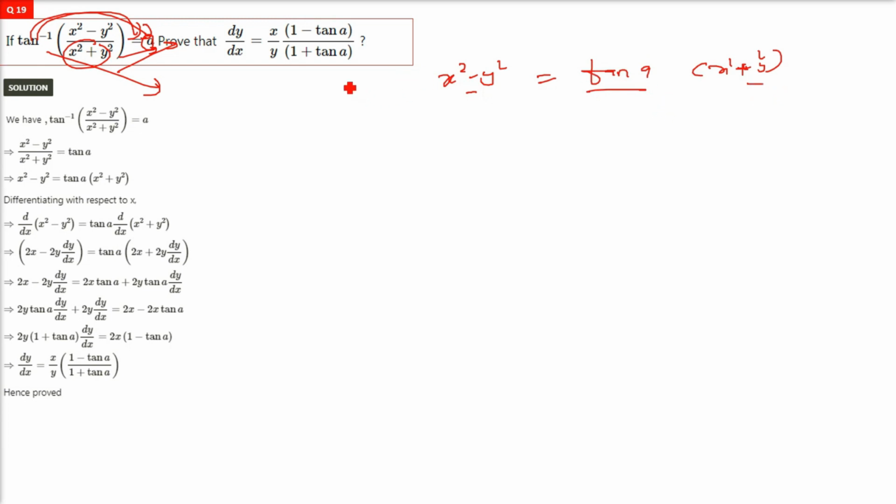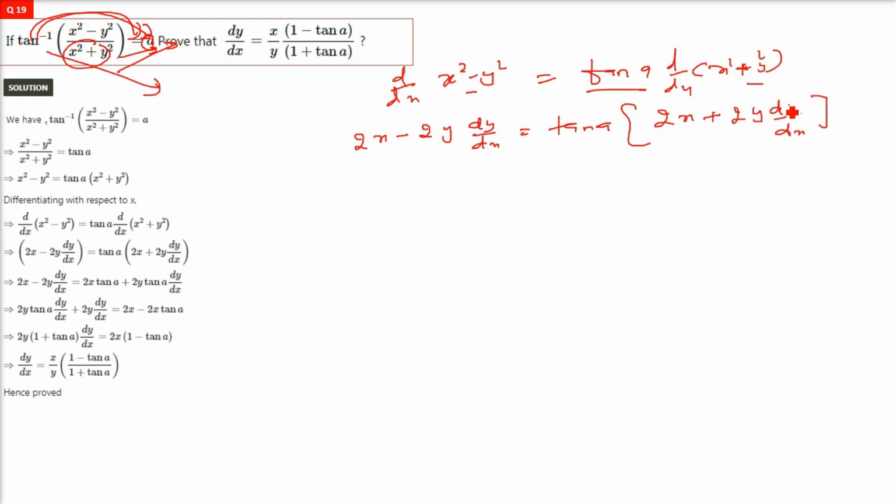Alright. Now let us differentiate, d by dx, this also d by dx. So this is x square, so it will be 2x. Y square is 2y dy by dx. And then we have tan a, it will be like that only. Then 2x plus 2y and then dy by dx.